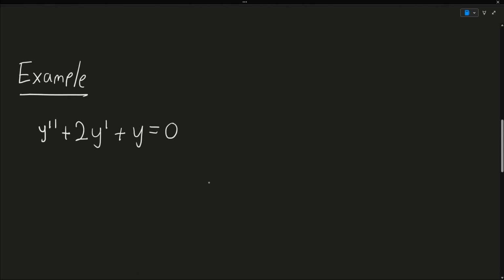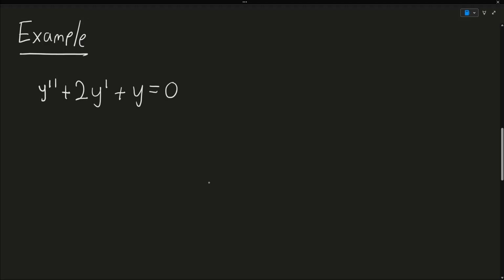So now let's work on this very nice example: y double prime plus 2y prime plus y equals 0. So how do we solve this differential equation? Well, this is a homogeneous second order differential equation, and we have constant coefficients, right? So we can use this method we just covered, and now we're going to write this as r squared plus 2r plus 1 equals 0.